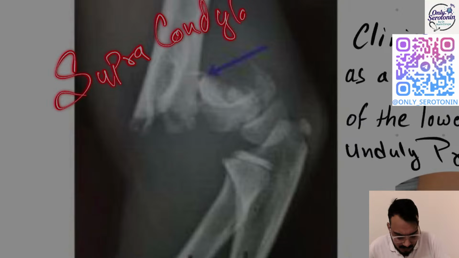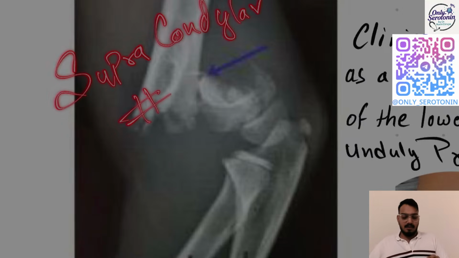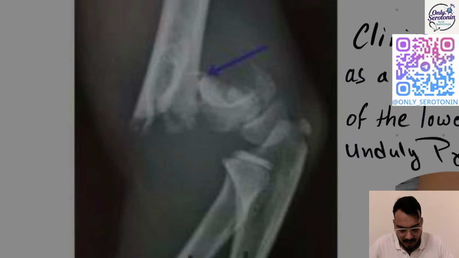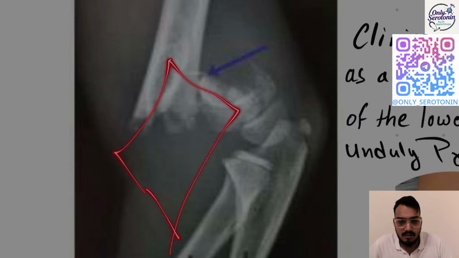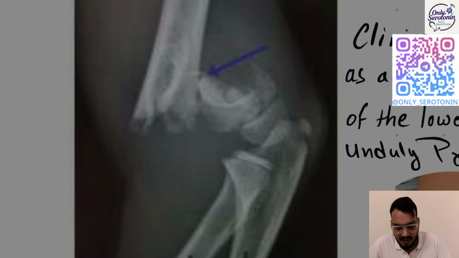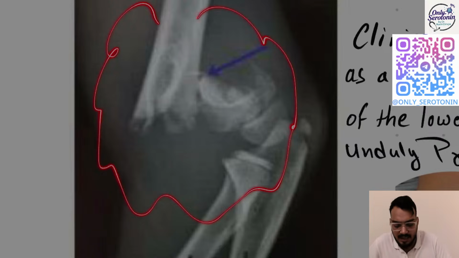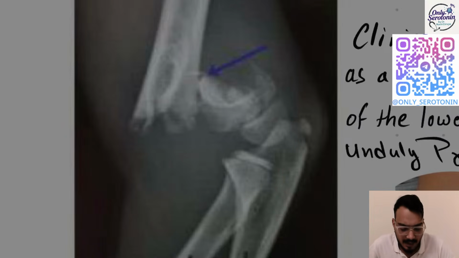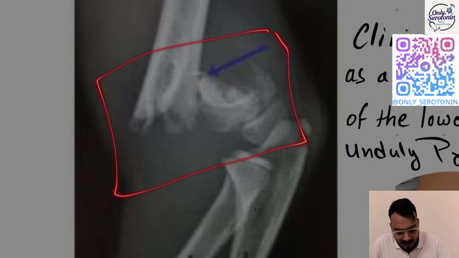Supracondylar fracture, guys. This is one of the most dangerous fractures. Why? Because we have already studied the cubital fossa. In the cubital fossa, we have the brachial artery. This brachial artery can get ruptured. If it ruptures, I will have so much swelling and hematoma at this place, right? As well, this fracture has a very high risk of malunion.